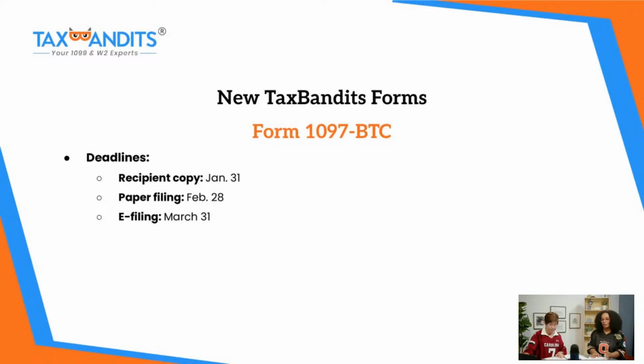The deadlines for the 1097-BTC is going to be January 31st for the recipient to have that. If you're paper filing, you want to mail it by February 28th. And if you're e-filing, that's going to be March 31st.